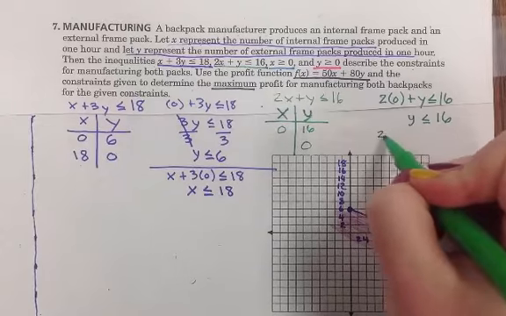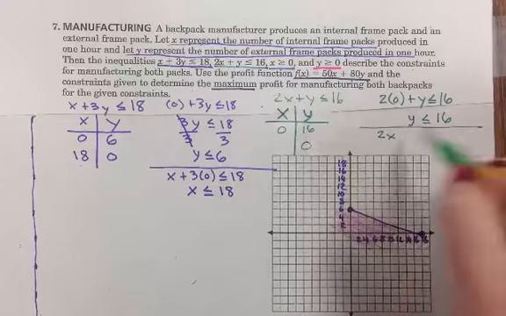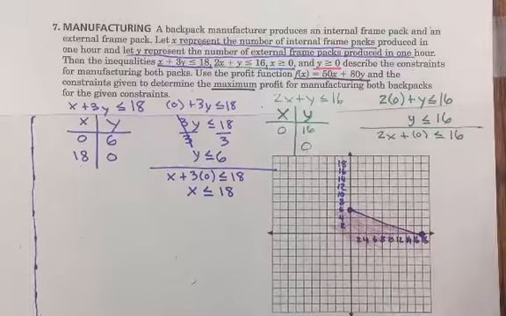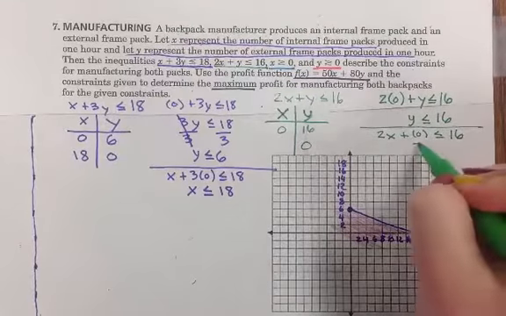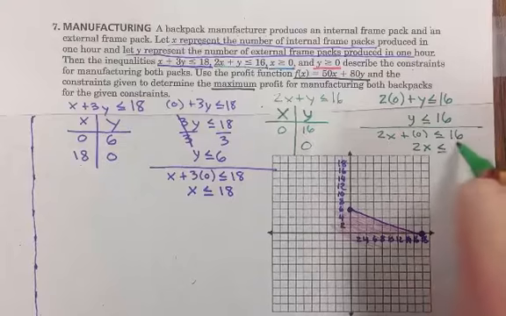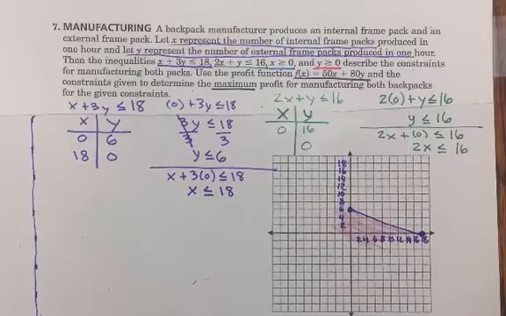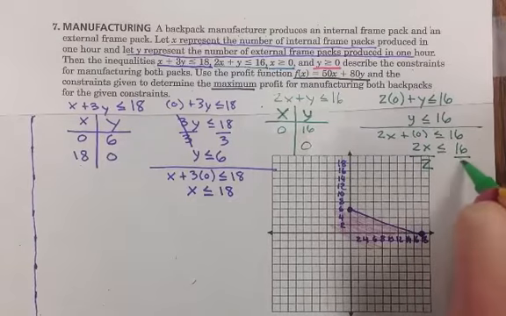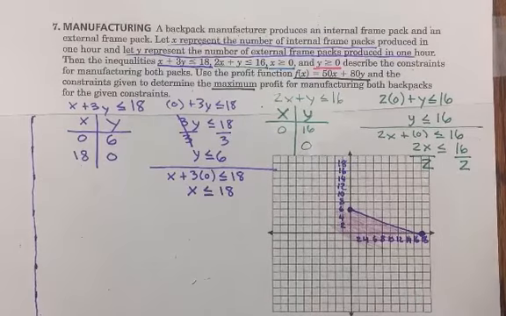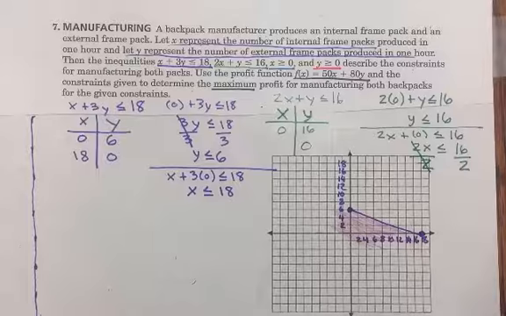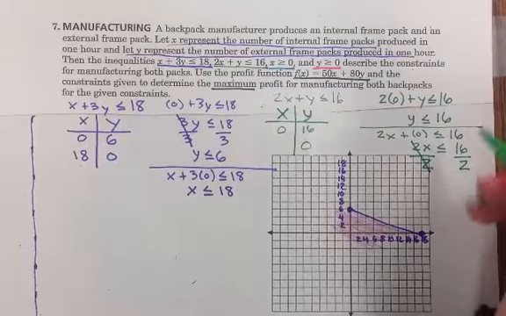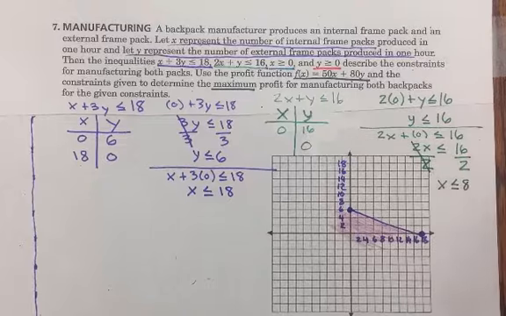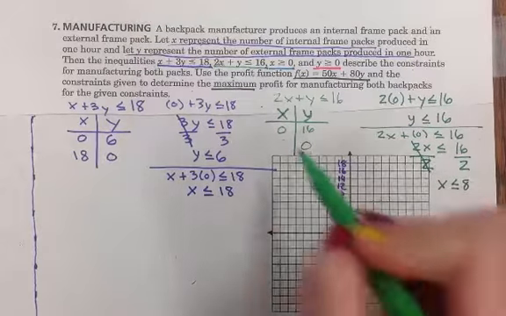2x + 0 ≤ 16. Well, 2x ≤ 16. That's the same thing. And we need to get x by itself, so let's divide both sides by 2. So these two are going to cancel each other out, and we will be left with x ≤ 8. So let's plug 8 into our table.